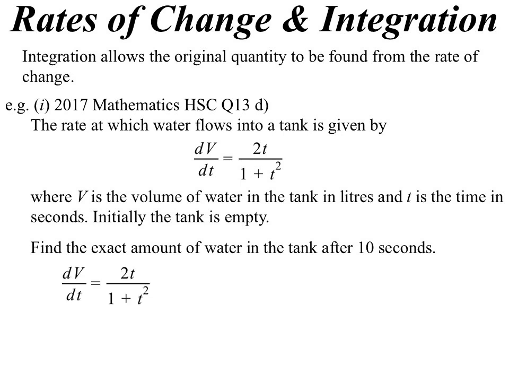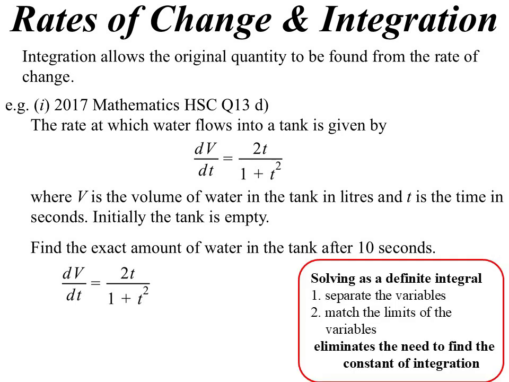We've been given dV/dt. Now, this is what I was talking about the other day. Yeah, sure, I could just integrate and then I've got a hassle of finding constants, and sometimes you forget. I just find it a lot easier to do these sorts of things as a definite integral. So separate out the variables, match the limits that we've been given, and then that eliminates my need to find a constant of integration. So in this case, there's only one thing with V, and that is dV. The other side becomes 2 dt on 1 plus t squared.